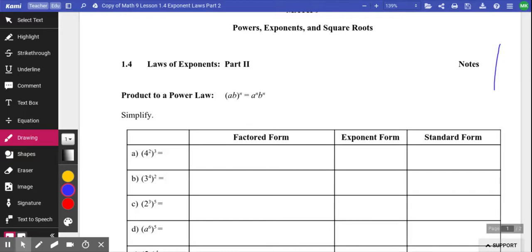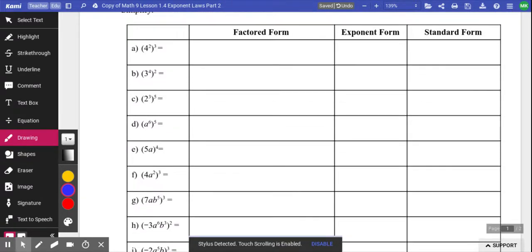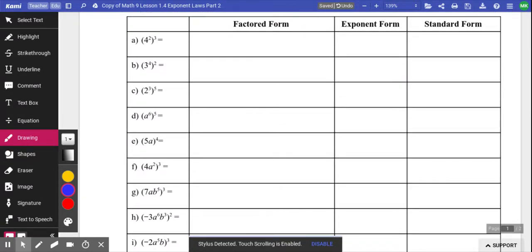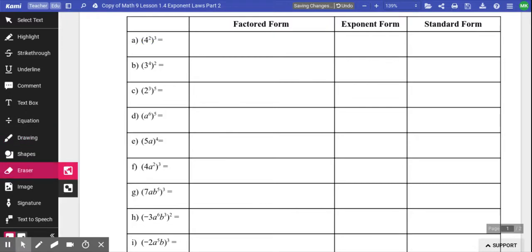So the power of power law is what you do when you have an exponent on an exponent. Like this guy right here. We have a power, and then that power has another exponent. To figure out what happens, we're going to break this out into its pieces. So we're going to break it into factored form, then we're going to change it back into exponent form, and then we're going to calculate it to see what happens. So, factored form.